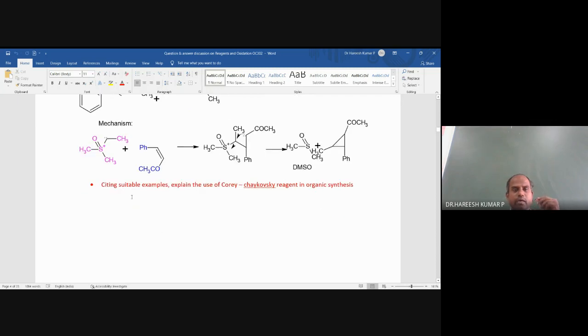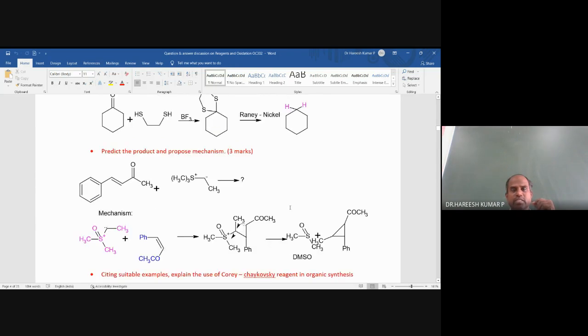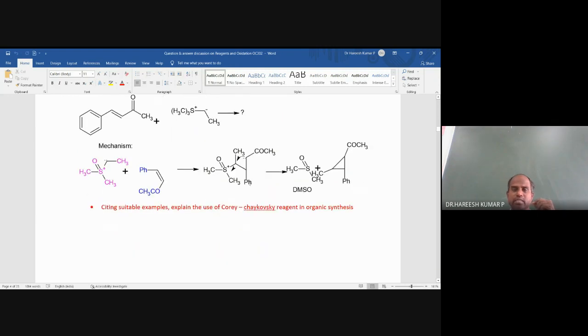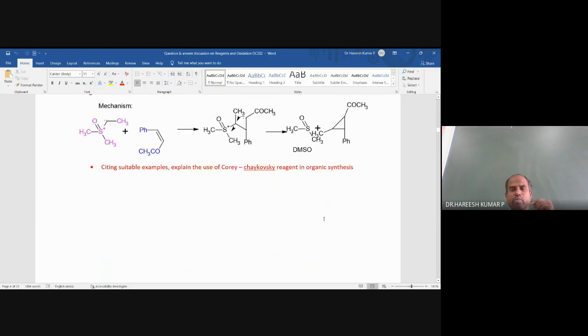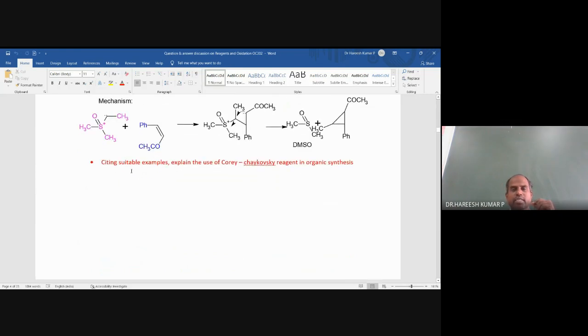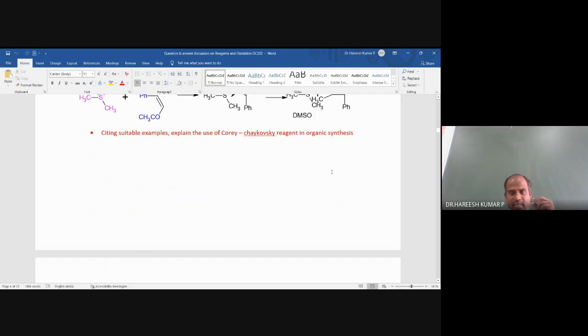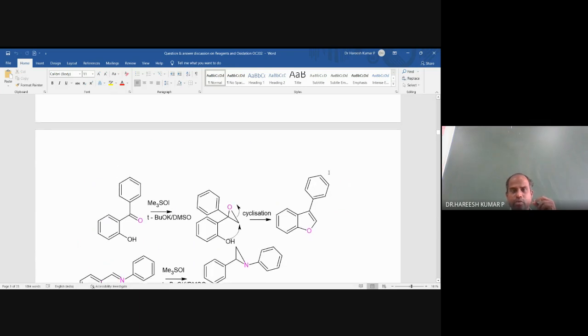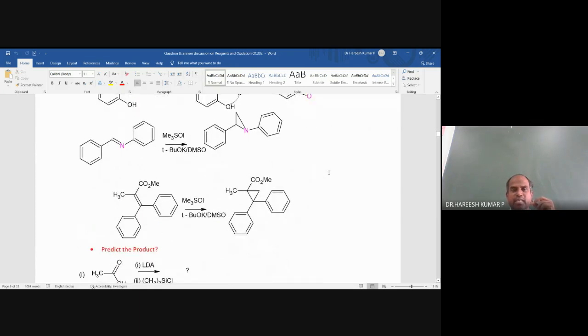And then, citing a suitable example, explain the Corey-Chaykovsky reagent in organic synthesis. That means it is asked as a 5 marks question. Okay, this is the application part of the Corey-Chaykovsky reaction, and it is asked as a 3 marks question. But this one is a 5 marks question because citing a suitable example, explain the use of Corey-Chaykovsky reagent in organic synthesis. So here I am taking 3 examples.